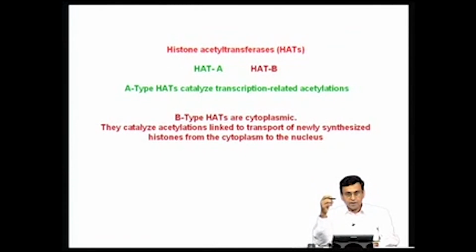And it soon became clear there are actually two types of HATs. There are two types of histone acetyltransferases. One is called HAT A, another is called HAT B. Now the A type HATs catalyze transcription related acetylations, so they have a very important role in the regulation of gene expression. The B type HATs are cytoplasmic, and they catalyze acetylations linked to transport of newly synthesized histones from the cytoplasm to the nucleus. So newly synthesized histones get acetylated and then transported to the nucleus by B type HATs, whereas the A type HATs stay in the nucleus, and they are involved in the modification or acetylation of histones at the chromatin.